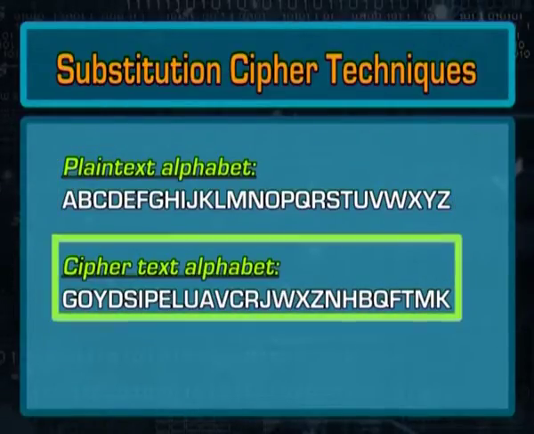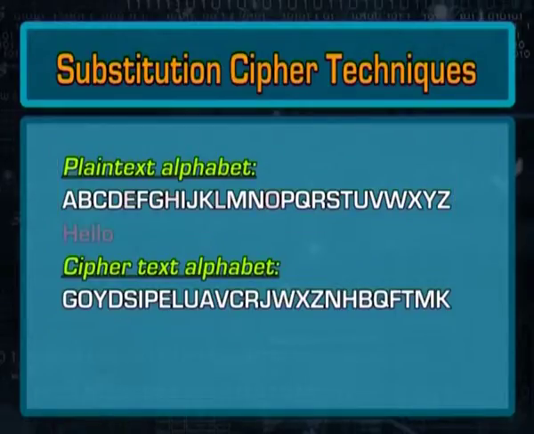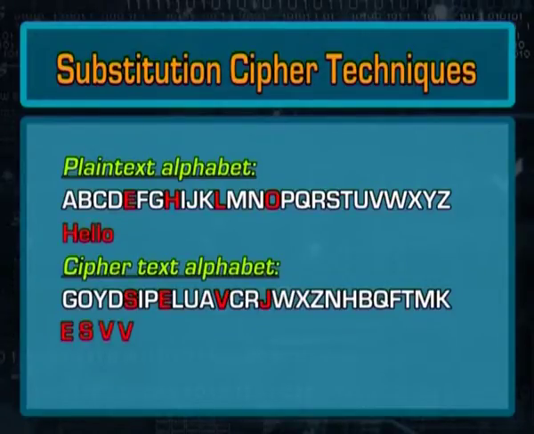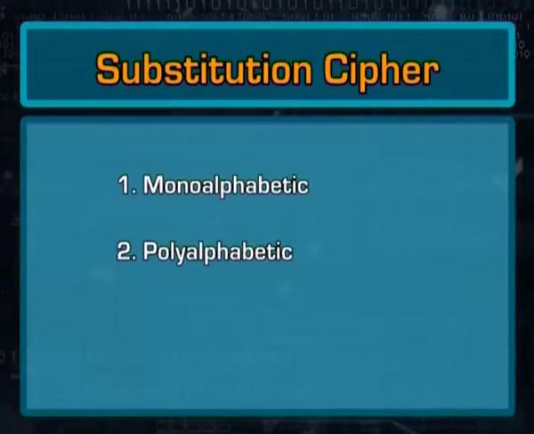Decryption involves first looking for the letter in the bottom row and then seeing which letter in the top row maps to it. Hence, the plain text word hello would encrypt to the ciphertext ESVVJ. If we use the substitution given above, the number of possible keys is equal to the total number of permutations on 26 letters. Substitution cipher can be of two types, that are monoalphabetic and polyalphabetic.